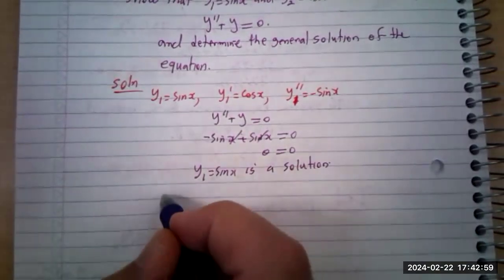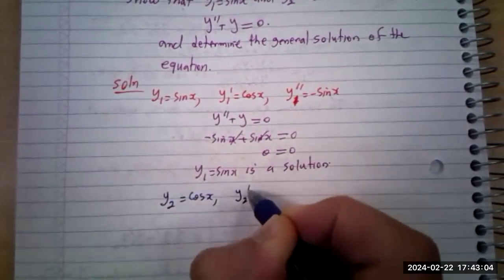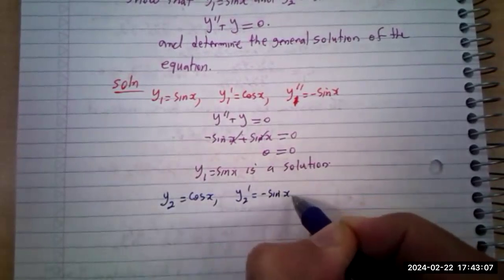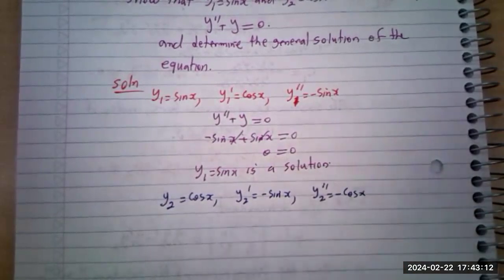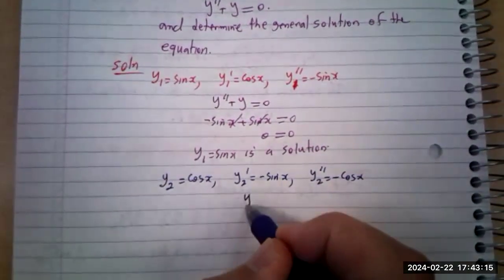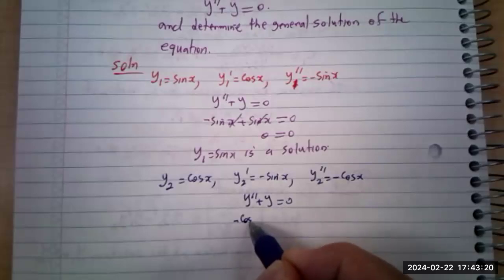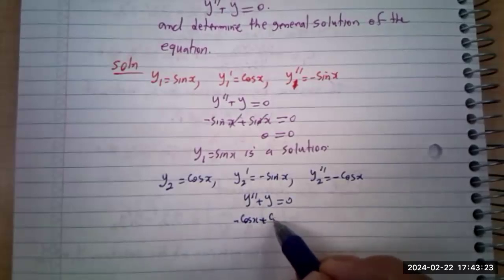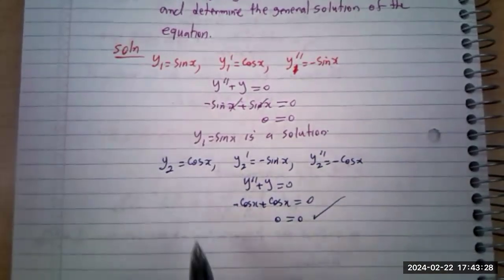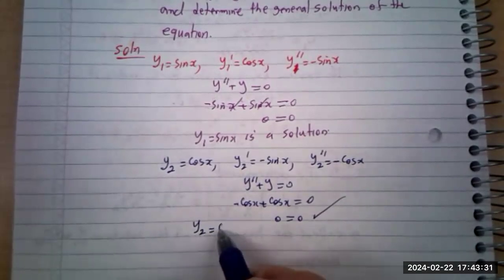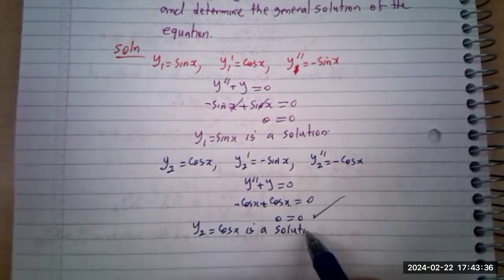Take the Y2. Y2 is cosine x, differentiated. That gives you negative sine. Differentiated again, that gives you negative cosine. Go to the equation, substitute. Y double prime plus y equal to 0. Y double prime is negative cosine x, plus cosine x, 0. 0 equal to 0. So this means yes, Y2 equal to cosine x is a solution.